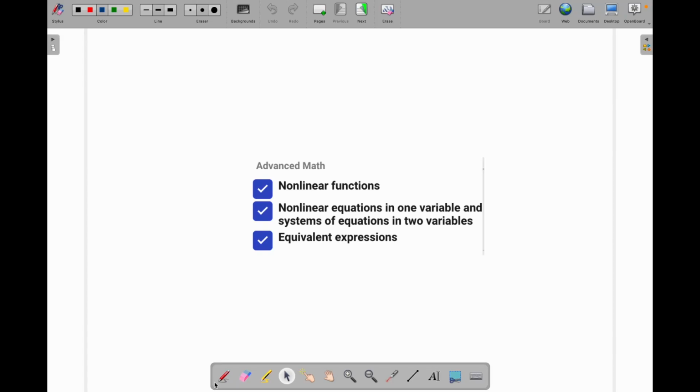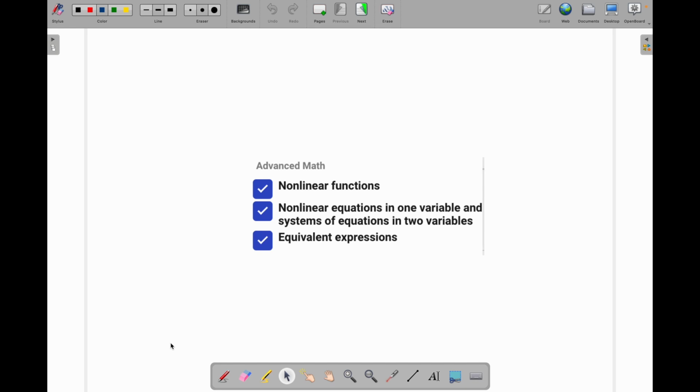Crunch Math. Today we're going to be going over the advanced math section of the SAT, including nonlinear functions, nonlinear equations in one variable, systems of equations in two variables, and equivalent expressions. We're going to go over around 6 practice problems with these, which I view as the harder end of the stick, and also decided by College Board. These are the questions you're going to probably see and encounter on the SAT.